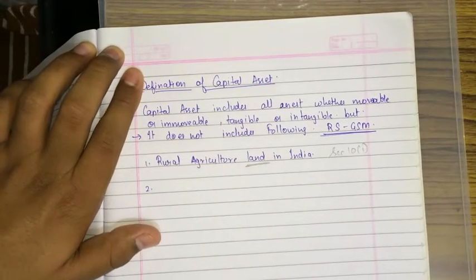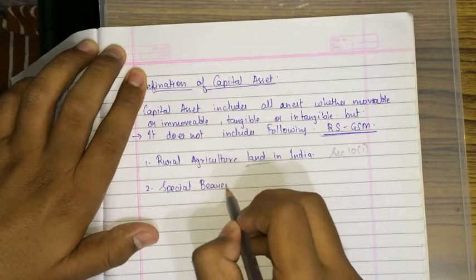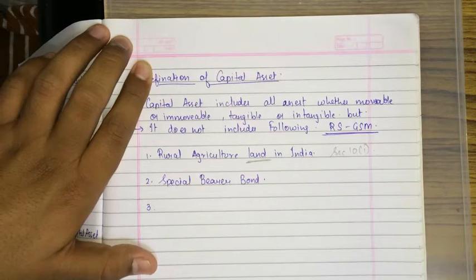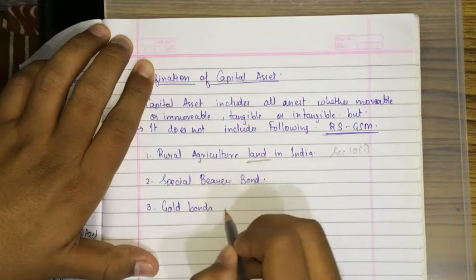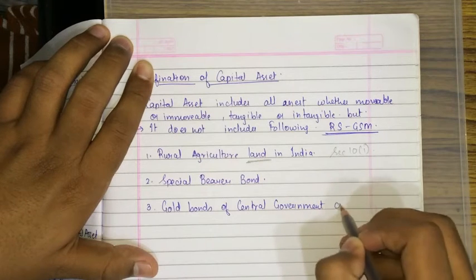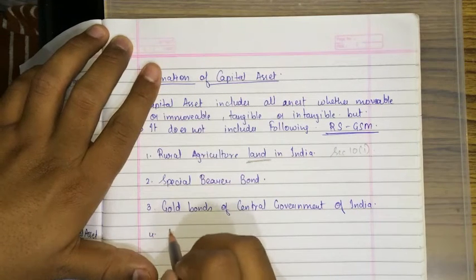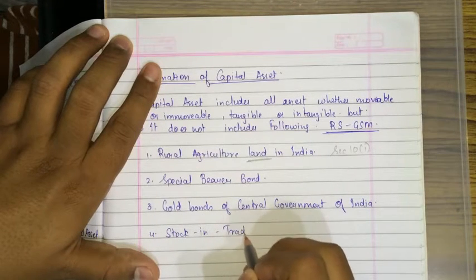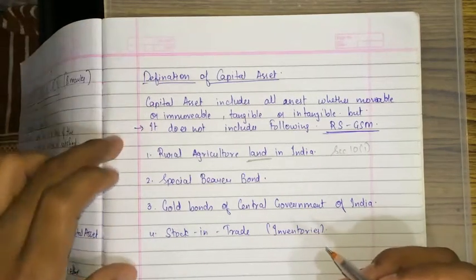Second, special bearer bonds. Third, gold bonds of the central government of India. Fourth, stock in trade, which means inventories. This much was the easiest part.